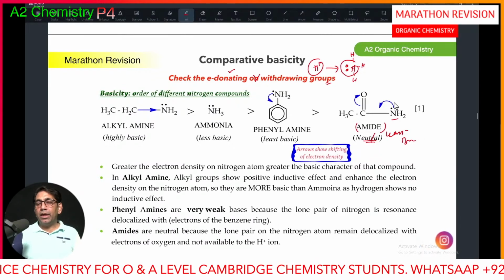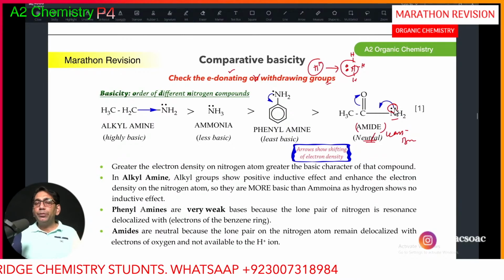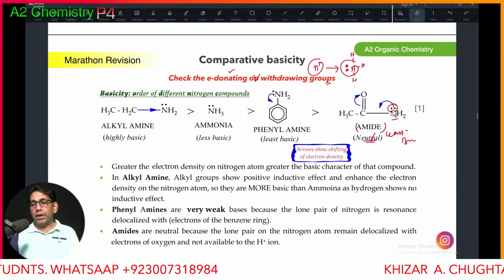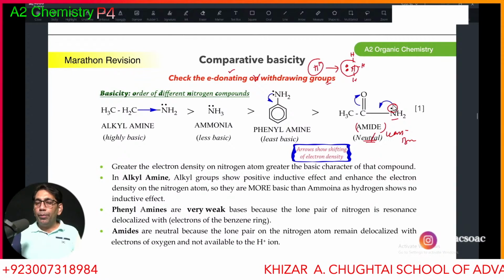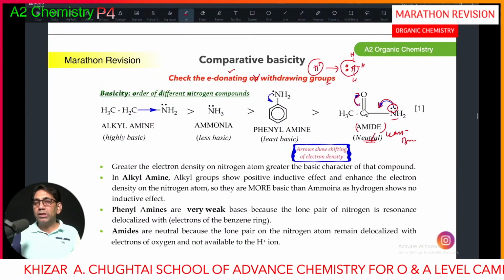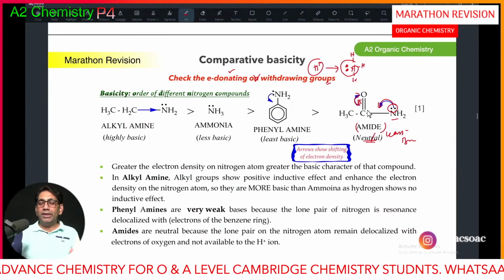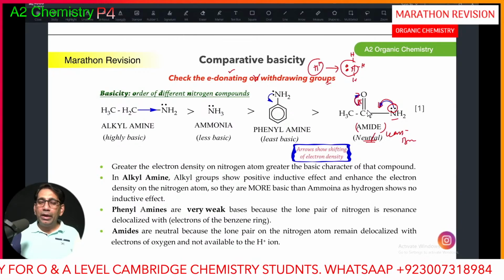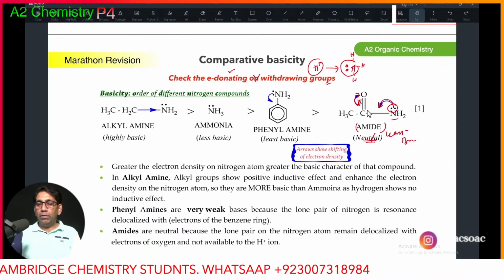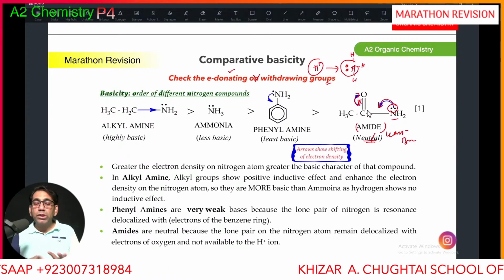They are not basic. This lone pair is no more available to capture the H positive ion from outside, from its neighbor. This lone pair is going to delocalize itself with this carbon oxygen pi bond, double bond. So there is the mutual delocalization of this lone pair. It is not available most of the time to capture H positive ion. It's the least basic. It is almost neutral.